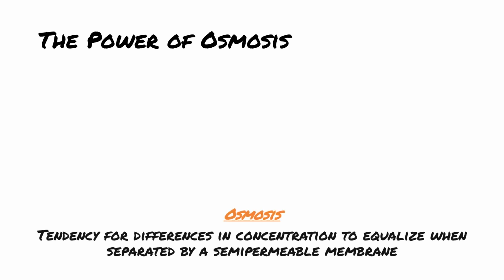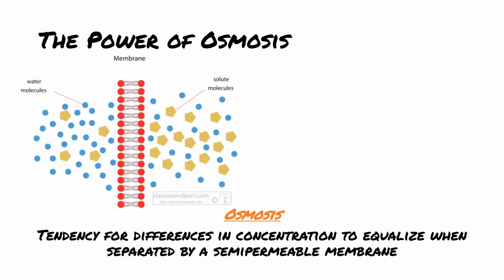In order to get an idea for how scientists address the issue of accessibility, we need to talk about osmosis, which is a tendency for differences in concentration gradients to equalize when separated by a semi-permeable membrane. Now, the definition alone isn't the best for explaining what osmosis really is, so let's work through an example. Take a look at this figure. On the left, you have an area of low solute concentration represented by a few yellow pentagons, and on the right, you have an area of high solute concentration with a lot more yellow pentagons.